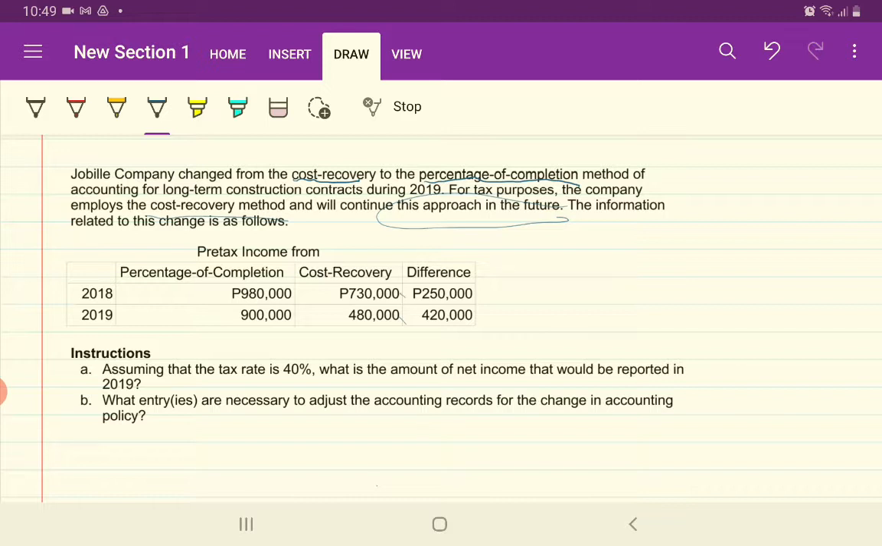So, we have here the pre-tax income under the percentage of completion and the cost recovery, and nandito na rin yung difference, no? Okay, so gikan siya din niya starting point. Now for 2019, ang pangutana sa letter A is pila daw ang net income. Ay dali naman kay pag-compute sa net income, di ba? Percentage of completion naman ang iyang gigamit, 980,000.